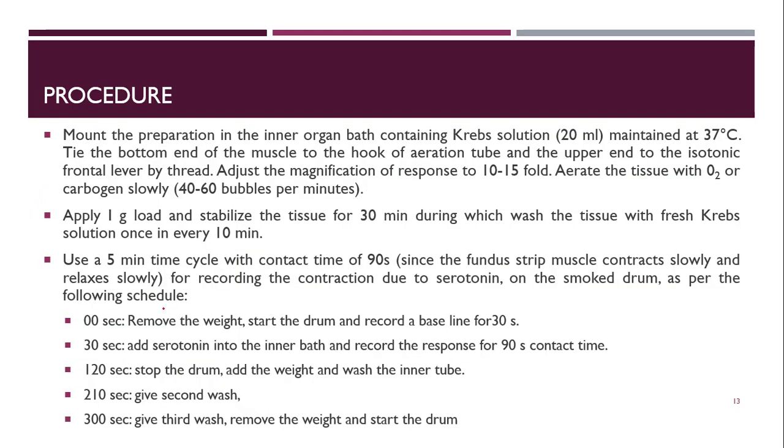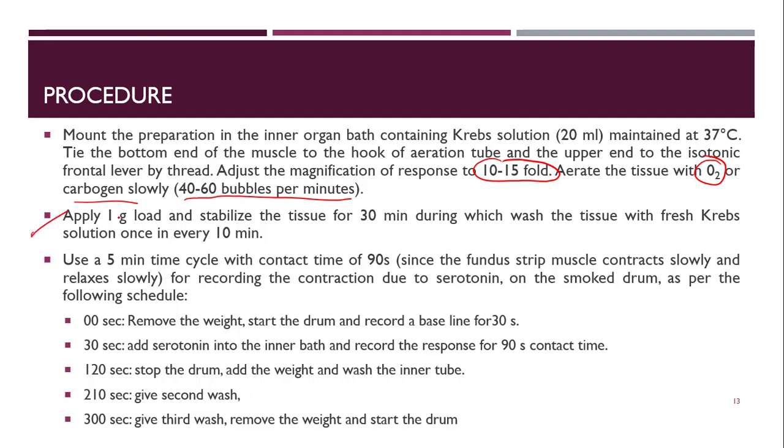So we have to mount the preparation in the organ bath which already contains Krebs solution, around 20 ml, maintained at 37 degrees centigrade. We have to tie the bottom end of the muscle to the hook of the aeration tube and the upper end to the isotonic frontal lever by a thread. We have to adjust the magnification of response to 10 to 15 fold. These values are very important, and we have to aerate the tissue with O2 or carbogen slowly, which is 40 to 60 bubbles per minute.